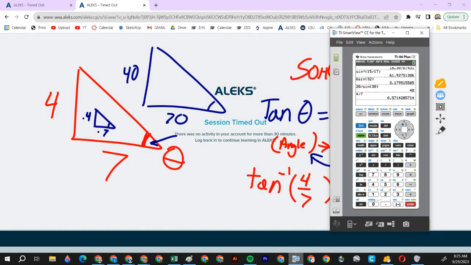If you look at your calculators, right above the tangent, you see tangent to the -1. So tangent inverse of 4 over 7 gives me 29.7 degrees. Every single time you have a right triangle where theta is 29.7 degrees, the ratio of the O divided by the A is going to be equal to 4 over 7. Okay?